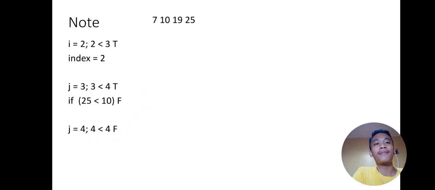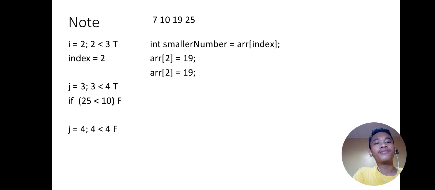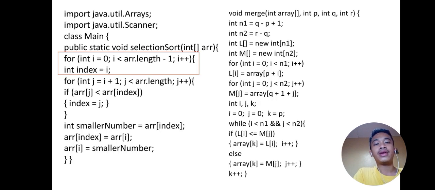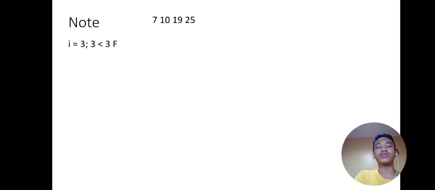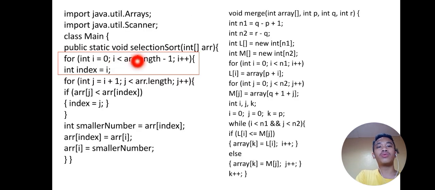So nothing happened, and jump right here and perform. So r index 2 will be 19 and r index 2 will be 19. So nothing happened, the 19 is still the same. And once again, loop back to our outer loop. That would be i is now 3 and 3 less than 3 is false. So this is the time to exit our loop right here.